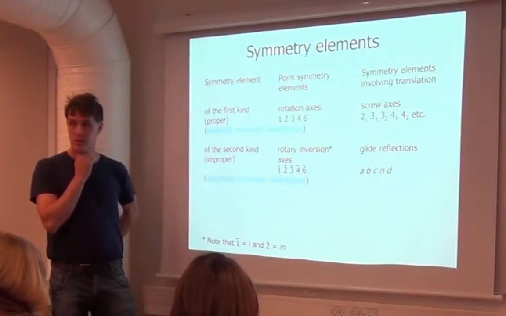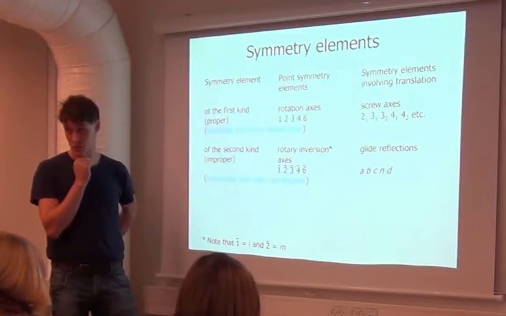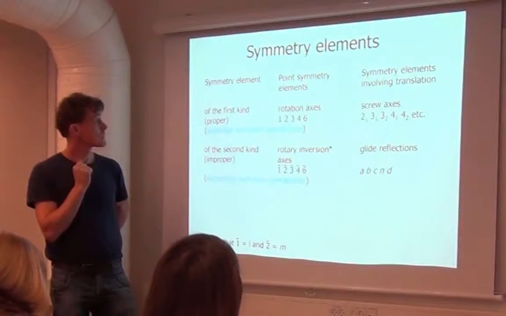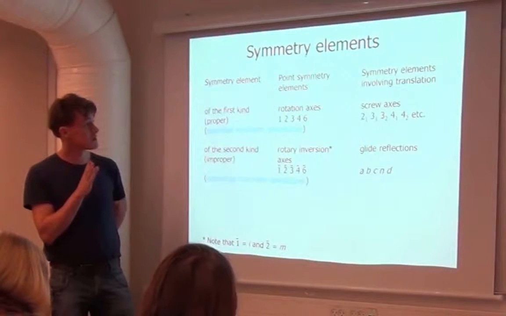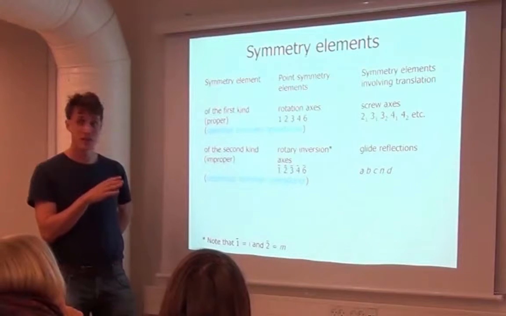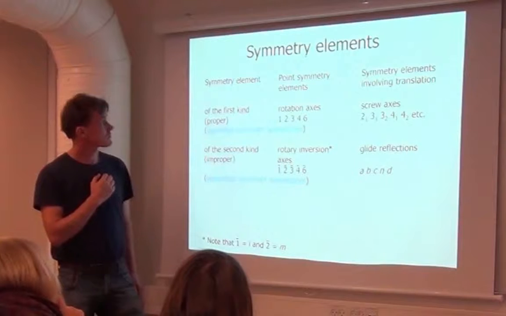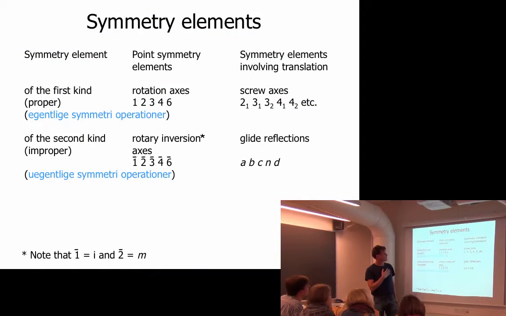Here are some symmetry elements. Here are all the symmetry elements that we will encounter in space group symmetry. And they can be classified. Crystallographers like to classify everything. Sometimes it's a little too much actually. But you can see we have some symmetry elements which we classify in two groups.